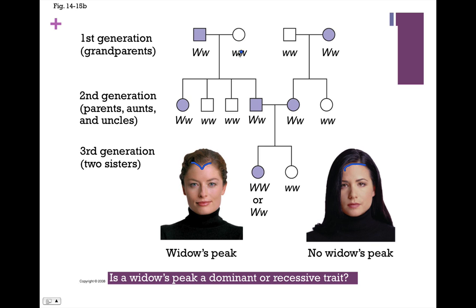So we can take a look at the grandparents, in this case, the first generation. We have an affected male, and we have a female who does not have Widow's Peak. And they have four children. They have a daughter here who does have a Widow's Peak, two sons who do not, and then the third son did. He reproduces with a woman who also has a Widow's Peak, and they have two children, two girls. This one here does have the Widow's Peak, and this one here does not.